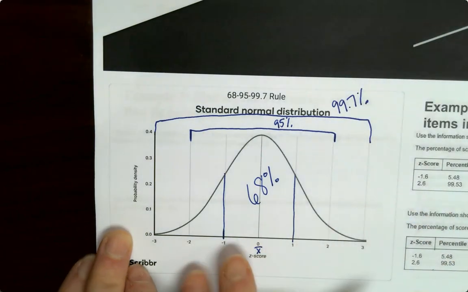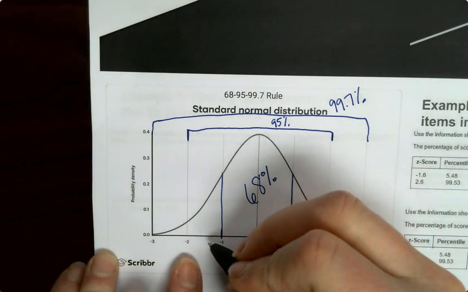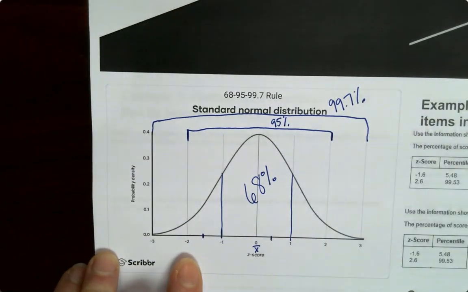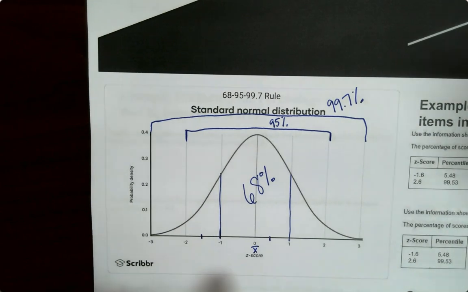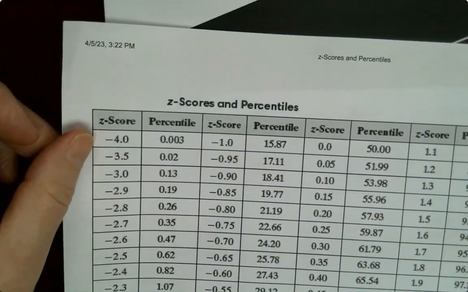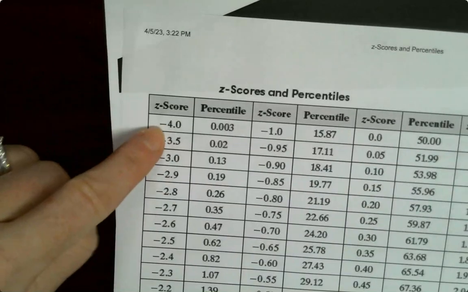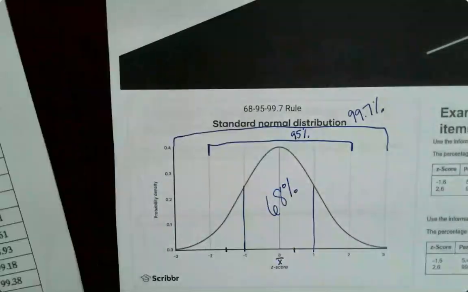Well, what if we want to find half, or -1.5? We've got to have a tool to use for that. So the tool that we have is this chart. It's a table, z-scores and percentiles. So you look for the z-score and then you get the percentile.